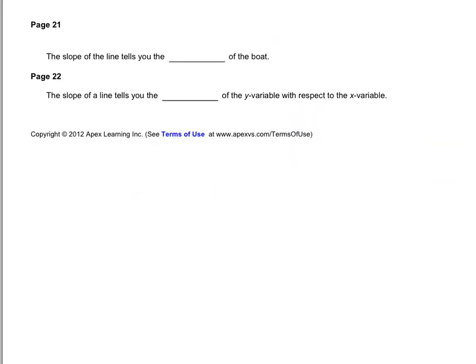Looking at the very last page, page 22, the slope of a line tells you the rate of change of the y variable with respect to the x variable.